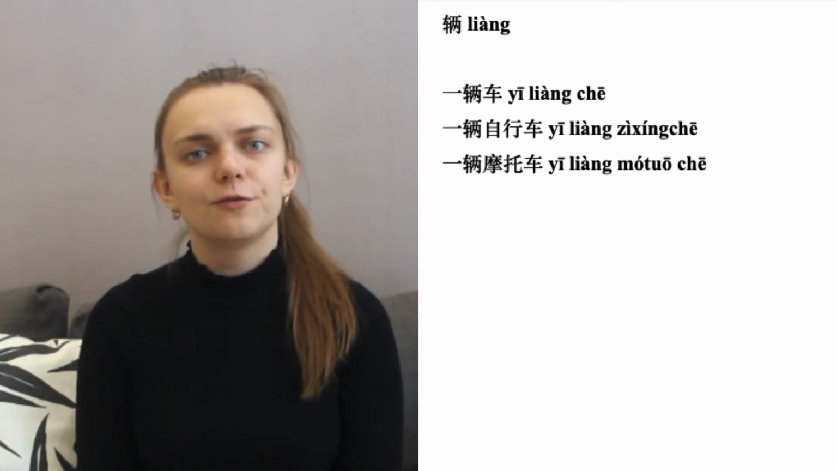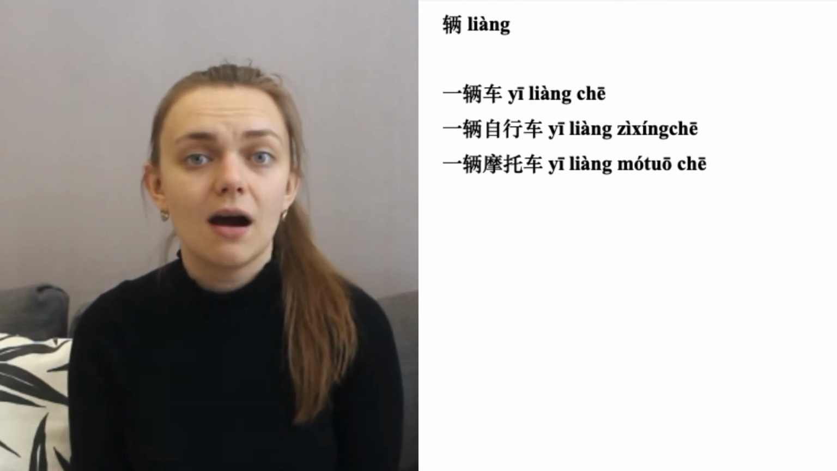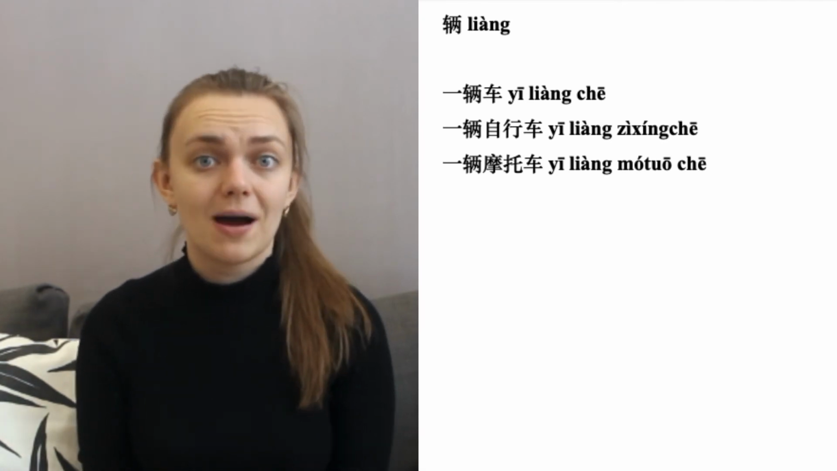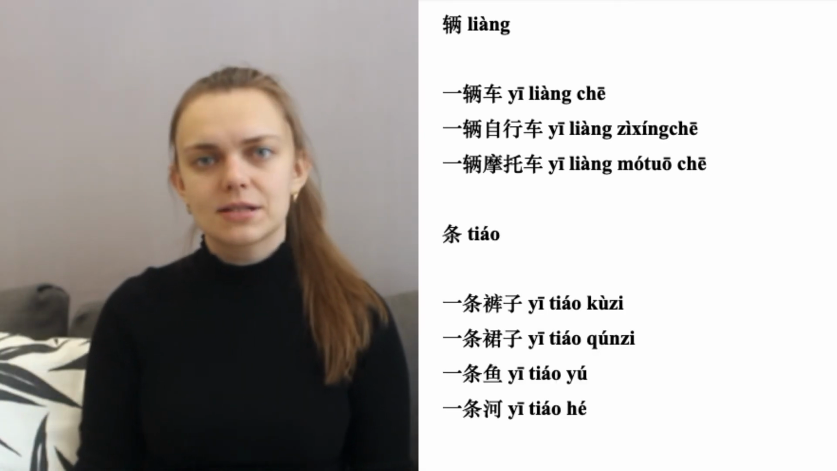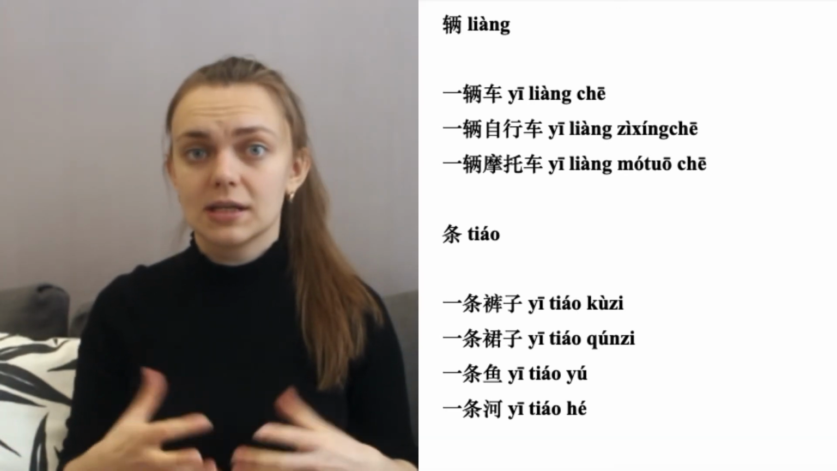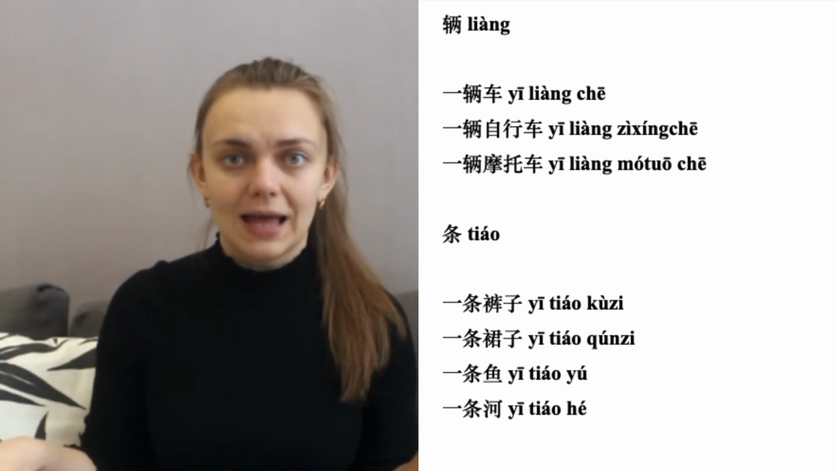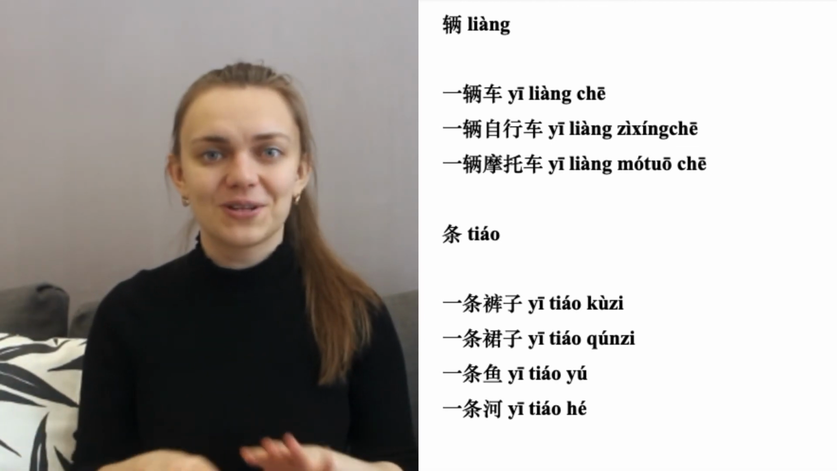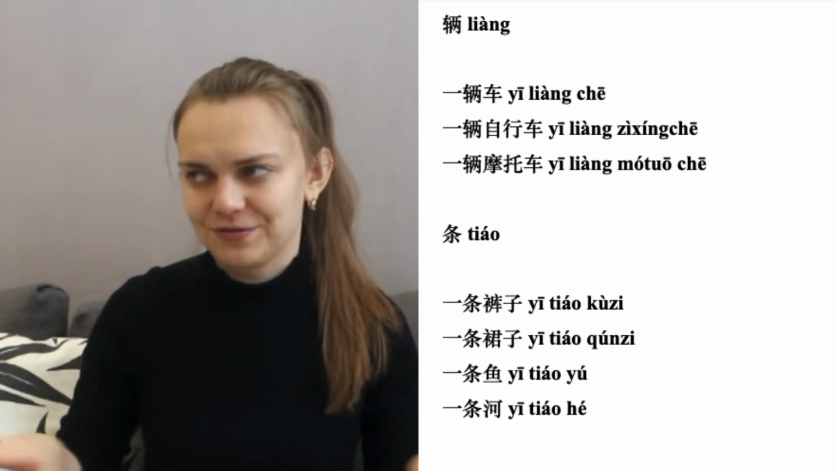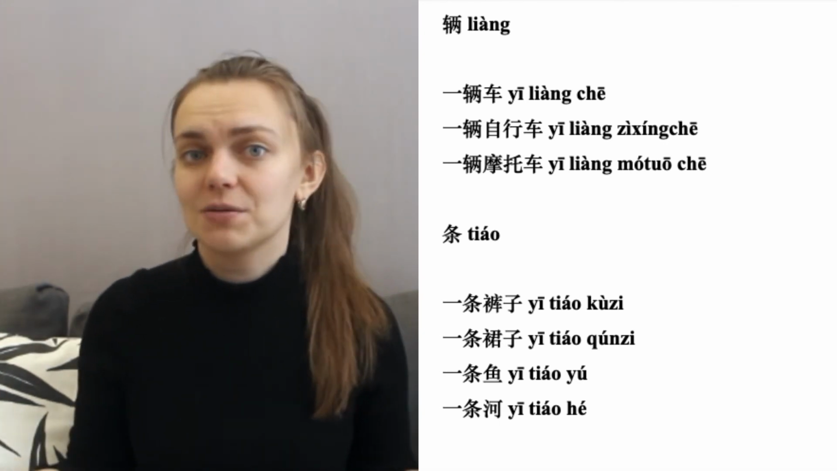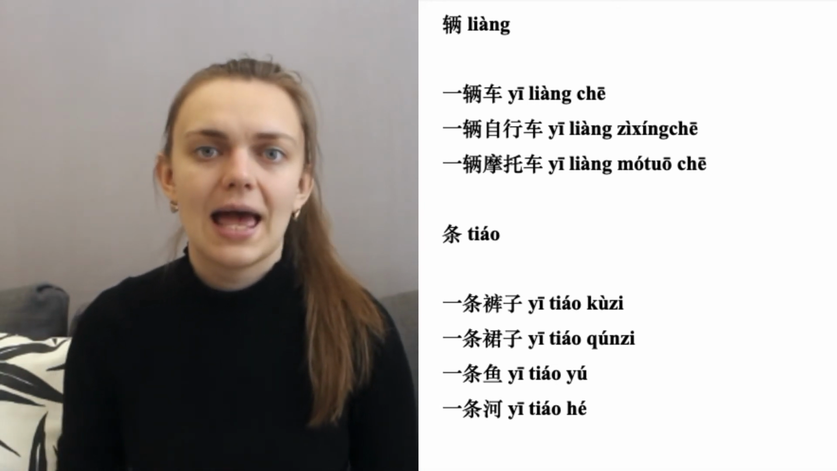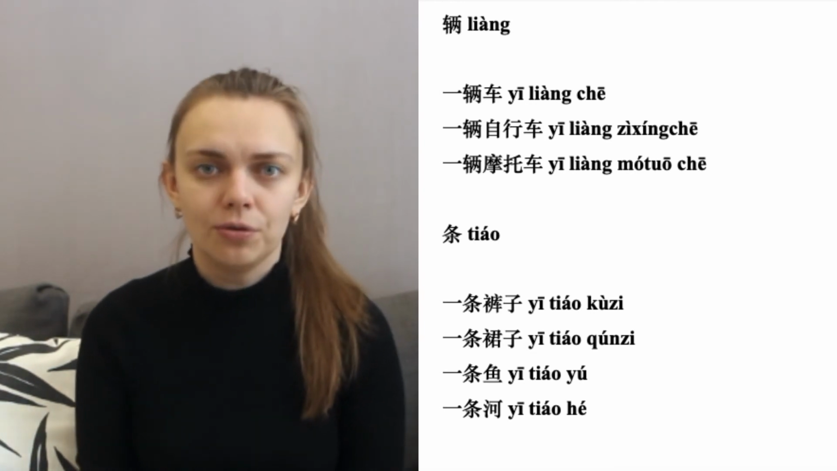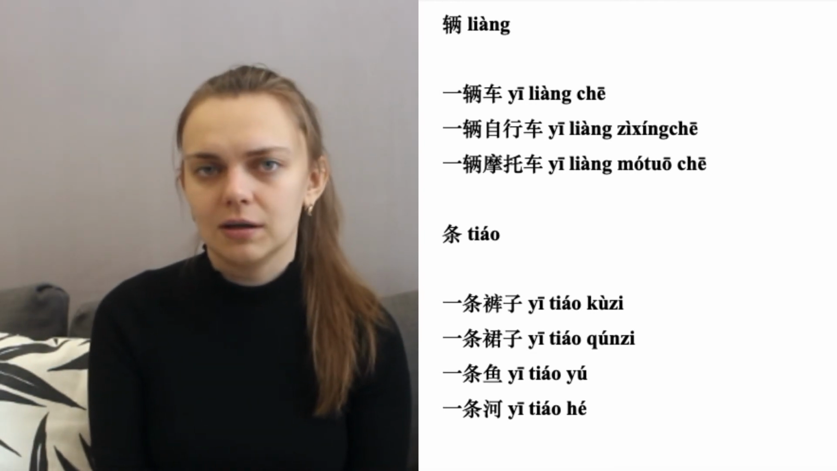辆 is a classifier for vehicles. 一辆车 a car. 一辆自行车 a bicycle. 一辆摩托车 a bike or a scooter. 条 the character means a strip of something and is used as a classifier with something that is long and flat. For example, roads, rivers, fish. Trousers and skirts, when you fold them, they also have this shape of flat and long. So a pair of trousers will be 一条裤子 and a skirt is 一条裙子. Other examples are 一条鱼 a fish and 一条河 a river.